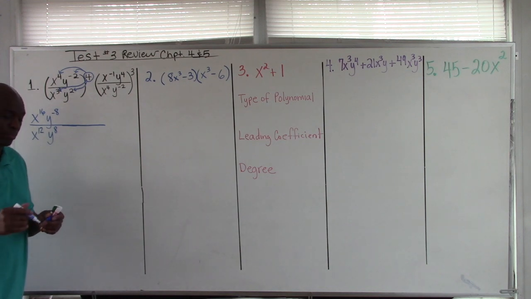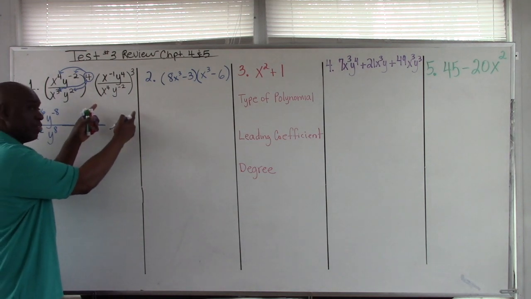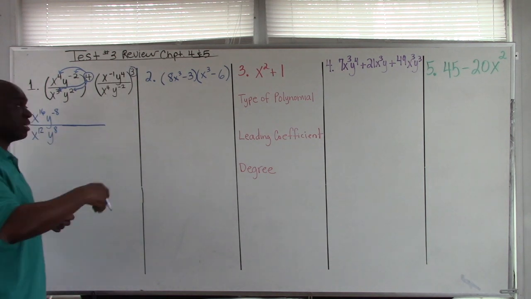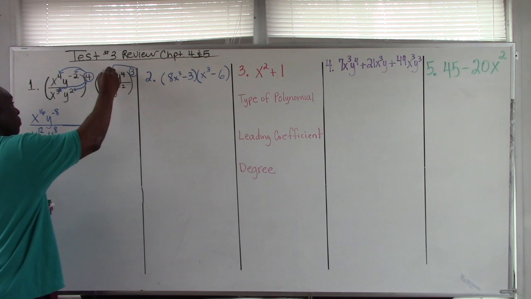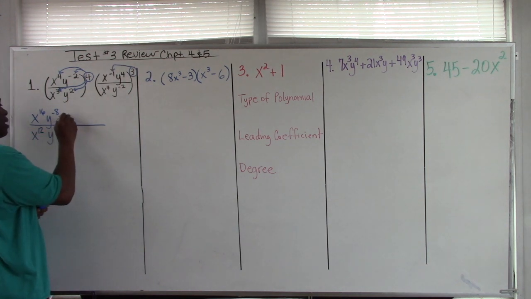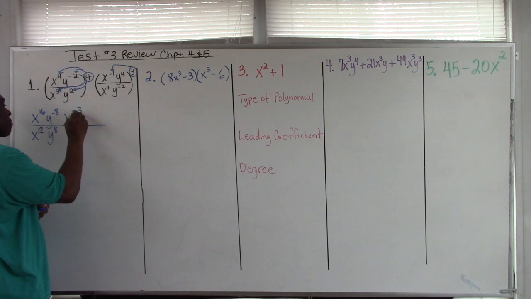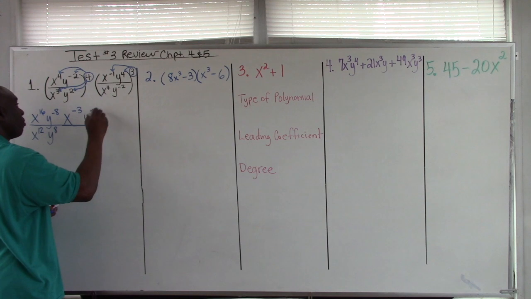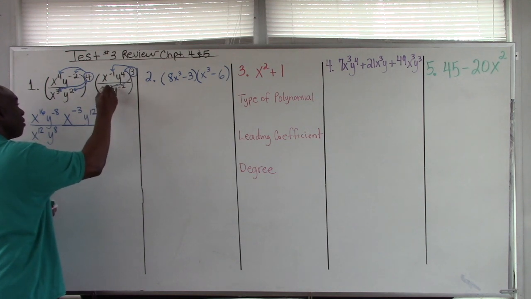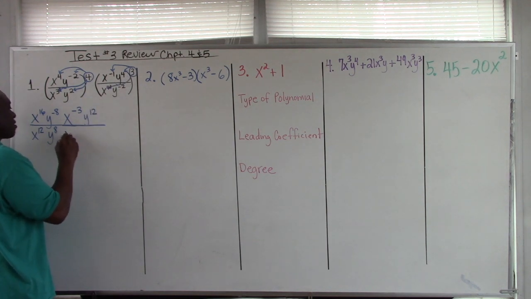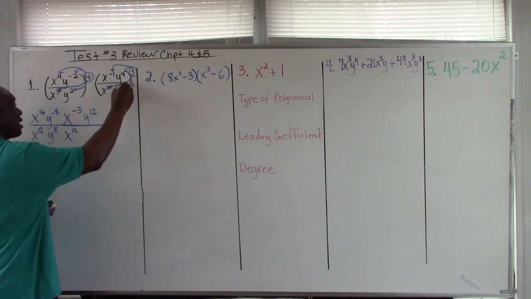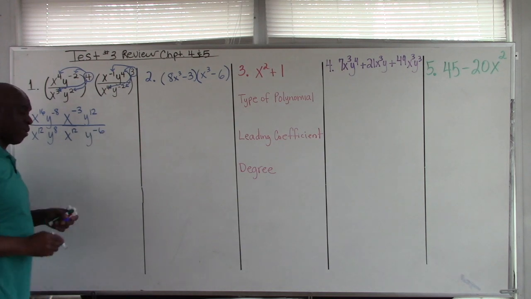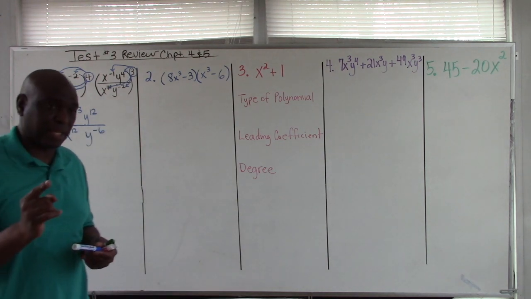So far so good? Okay, go next door and do the same thing. Take this 3 and multiply it on the inside. 3 times negative 1. That's going to give me x to the negative 3. 3 times 4, y to the 12. 3 times 4 here. That's going to give me x to the power of 12. And then 3 times negative 2. That's going to give me y to the negative 6. Okay, so first we have to multiply.